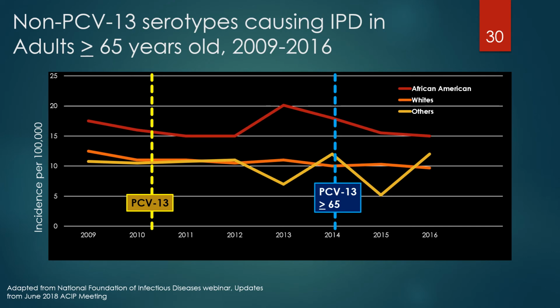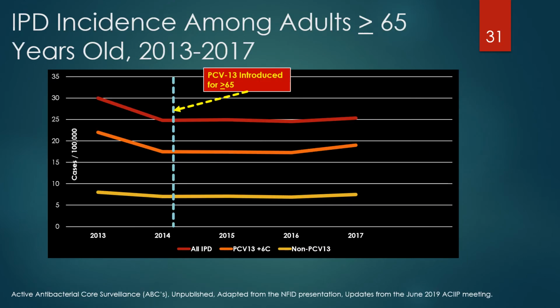As with children, racial disparity persists for non-PCV13 serotypes in those 65 years old and older. This graph shows the IPD incidence among adults 65 years and older from 2013 to 2017. There has essentially been no significant change in incidence since 2014, when PCV13 was recommended for adults 65 and older. In other words, there were no additional direct or indirect effects on invasive pneumococcal disease incidence at the population level since 2014.